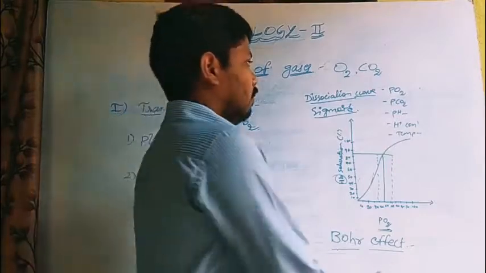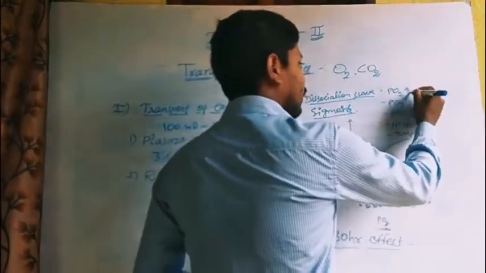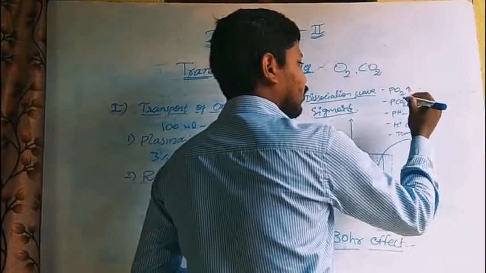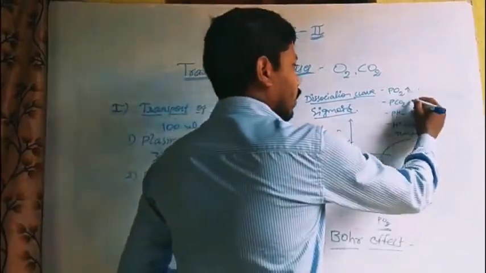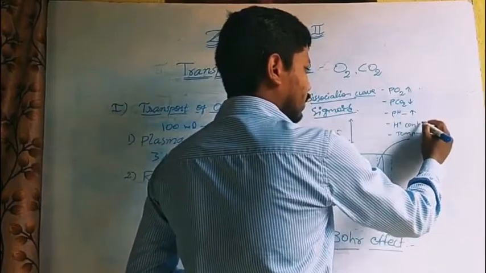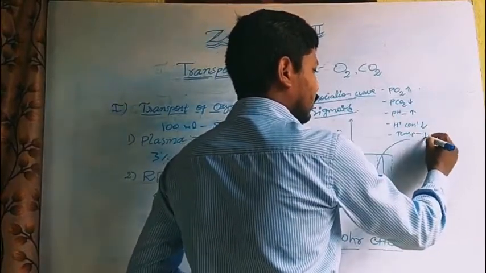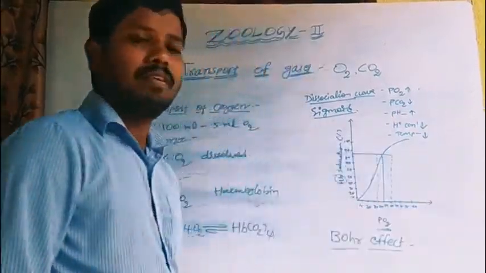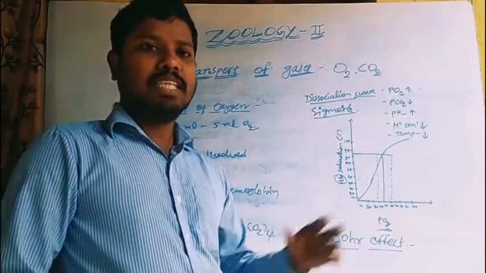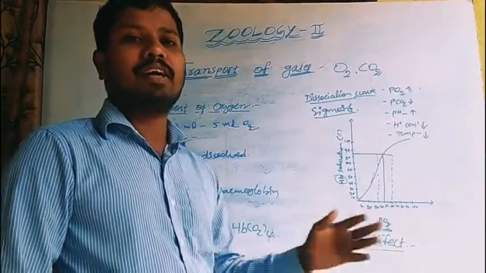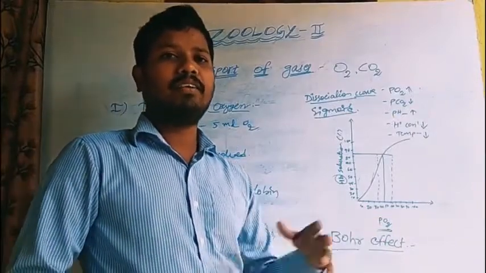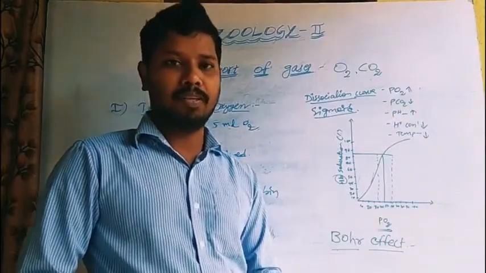When partial pressure of oxygen and pH levels are high, and partial pressure of carbon dioxide, hydrogen ion concentration and temperature are low, these conditions are favorable to binding of oxygen with hemoglobin and formation of oxyhemoglobin.